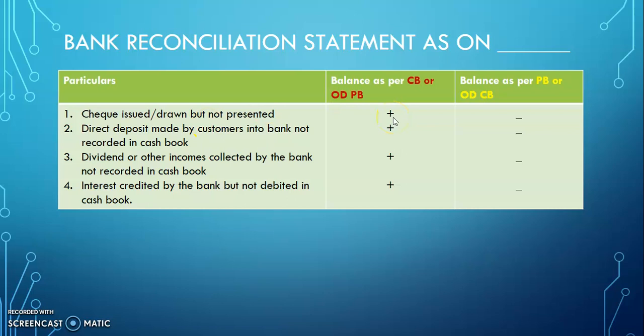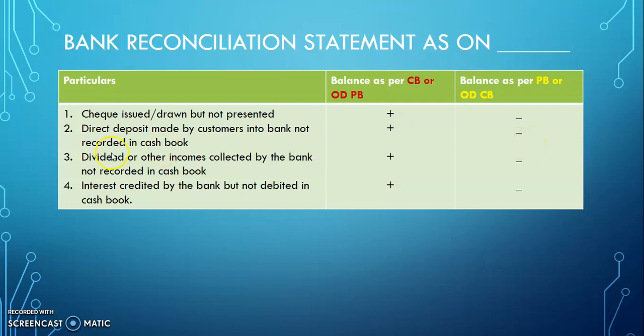Check issued: when we issue the check, at that time we make an entry in cash book, so cash book balance is decreased. So while applying the direct rule we add, but in the opposite rule we have to deduct. Then the second one is direct deposit made by customer into bank not recorded in cash book. Here the passbook balance only increased, but we never made any entry in cash book, so cash book balance is decreased. So here also we add, and in the opposite rule we deduct.